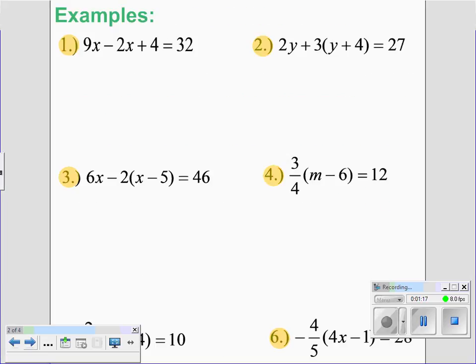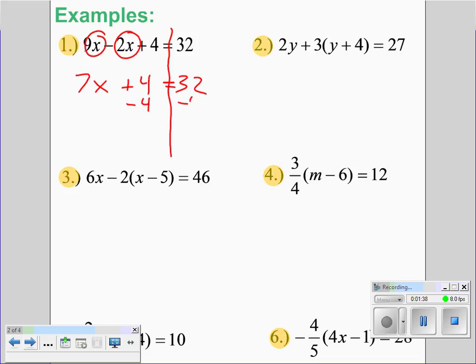Example number 1. Notice we have the equal sign right here, and we have like terms on the same side of the equation. So this is really 9x minus 2x. So really we're looking at 9 minus 2, which is 7x. So notice how I combined the like terms. Then the next thing is addition and subtraction. Move the 4 over to the other side. We're left with 7x is equal to 28. Last step, 7 times x, undo multiplication by division, both sides, and x is equal to 4. So that's how we want to do this.